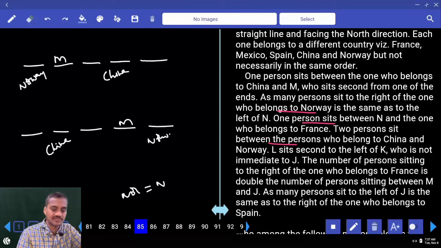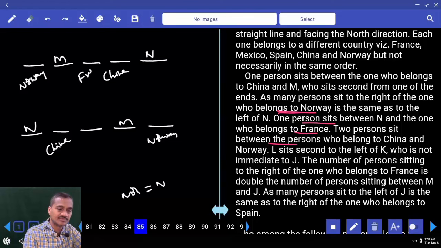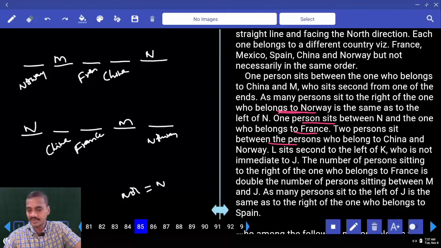If Norway is here, where should this end? N is here. Now Norway and N in these 2 places. Then, 1 person between N and the one who belongs to France. Now the one who belongs to France must be at the center. Similarly here also, N and the one who belongs to France must be at the center. And 2 persons between China and Norway.